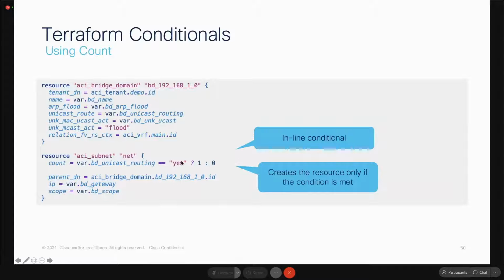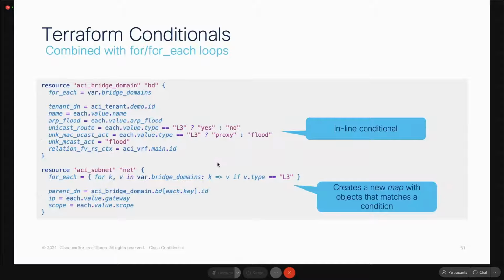So if this condition is true, count will be 1, meaning that we will create 1 object of this type. If the condition is false, we will create 0 objects. So basically, we will skip this resource. It will not be created. Here you see another example of the inline conditions, where we are evaluating one variable, and based on that, we are setting a different value in the string. In this case, if the bridge domain is layer 3, we set proxy. If not, we set flat.